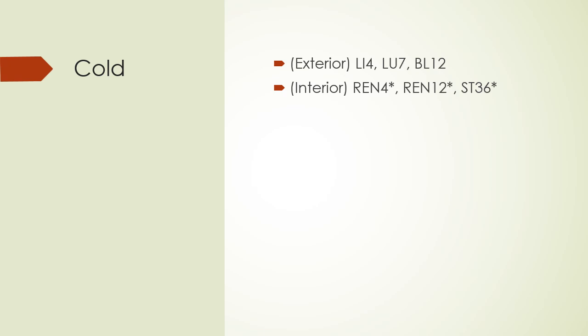Exterior cold is basically the same as wind cold, so we see the same points, Li4 and lung 7 to regulate the exterior, and bladder 12 to help eliminate wind.